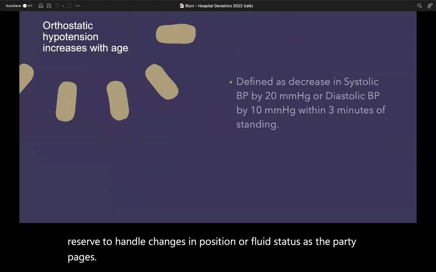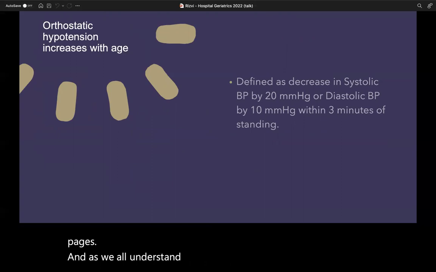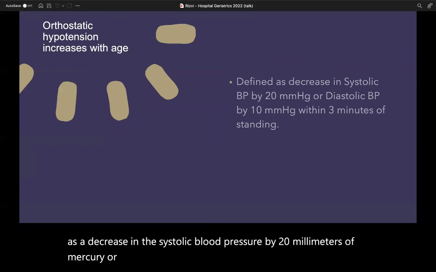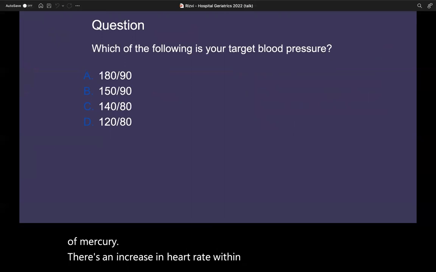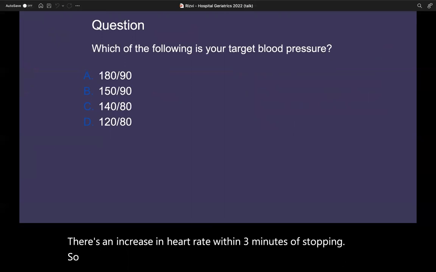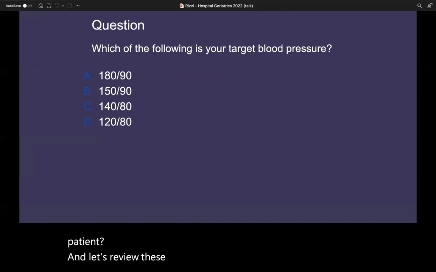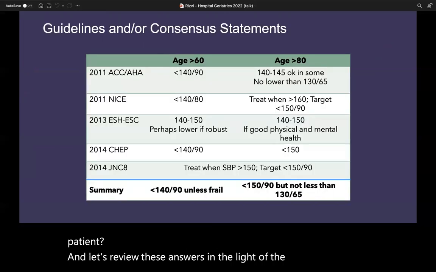And as we all understand, orthostatic hypotension is defined as a decrease in the systolic blood pressure by 20 millimeters of mercury, or a diastolic blood pressure drop by 10 millimeters of mercury, or an increase in heart rate within 3 minutes of standing. So now, having known all of that information, which of the following is your target blood pressure for an elderly geriatric patient? And let's review these answers in the light of the information in the next slides.